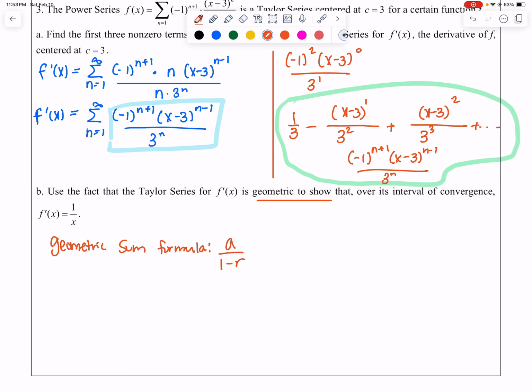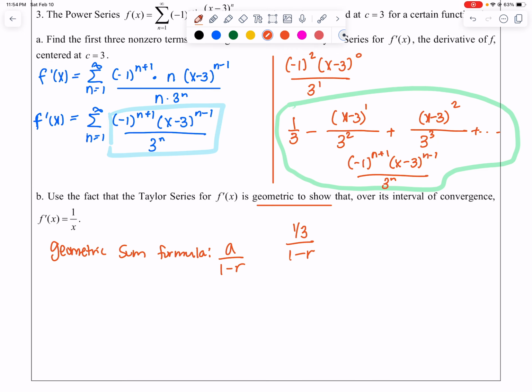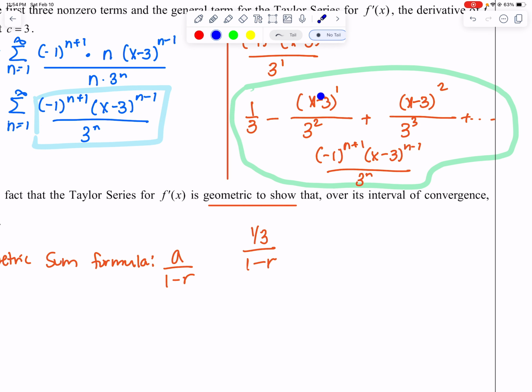Okay, so we already know that a is 1/3 based off of my first term right here. The only thing that I'm worried about now is what my common ratio is. Now going from this term to this term right here, you'll notice that my common ratio is going to be negative x minus 3 over 3, because you can see that I'm multiplying by x minus 3 each time in the numerator, and then I'm multiplying by 3 each time in the denominator.